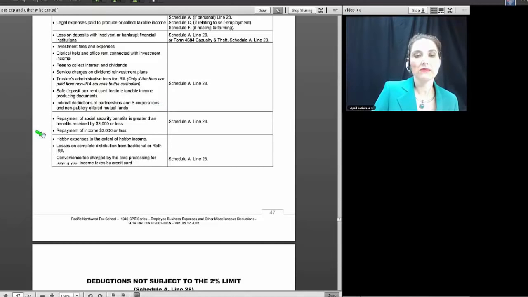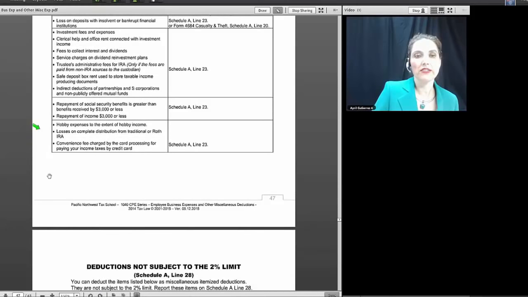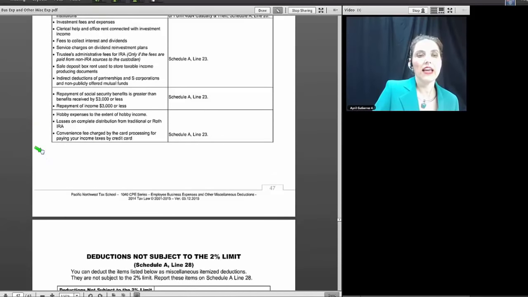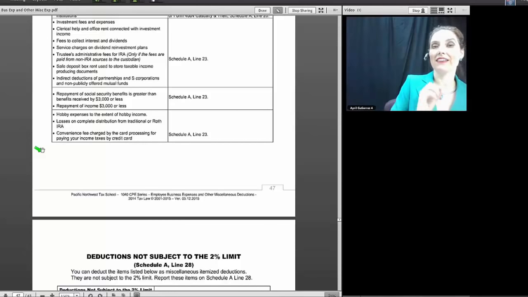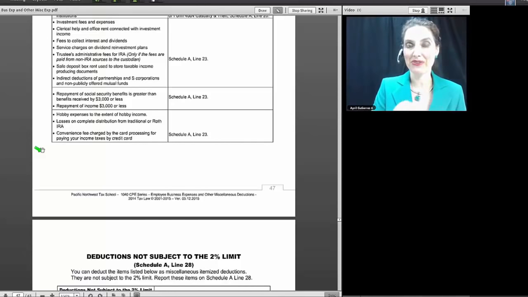Also deductible on line 23 are hobby expenses to the extent of hobby income, and losses on the complete distribution from traditional IRAs, as well as a convenience fee charged by the credit card processing company that you use to pay your income tax bill. So you should know that it is possible to pay your taxes with a credit card, but the IRS does not pay that processing fee for you.